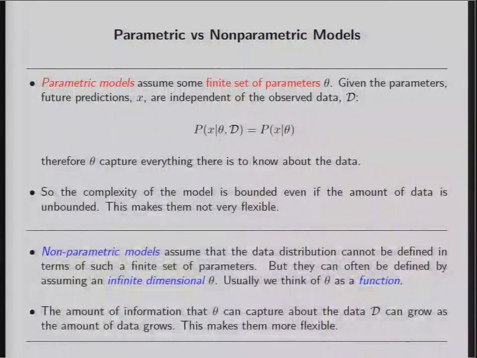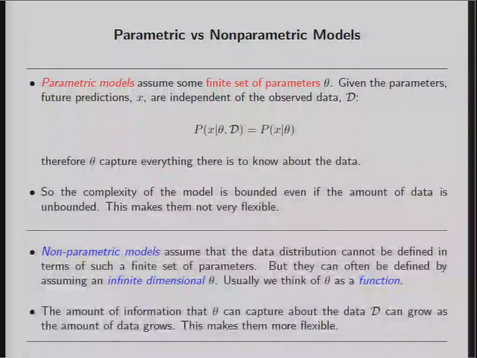Non-parametric models assume the data distribution cannot be defined in terms of such a finite set of parameters, but generally it means that it can be defined in terms of some infinite dimensional parameter space. And we can think of that theta as a function or an unknown distribution or something like that. And the nice thing about that is that the amount of information about past data that can be used for future prediction grows with the amount of past data that we have. And that makes them more flexible.